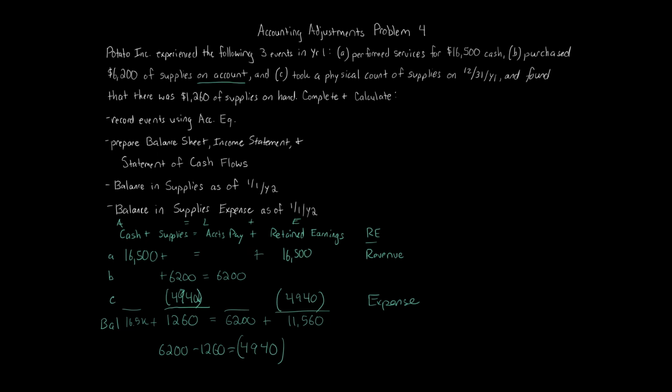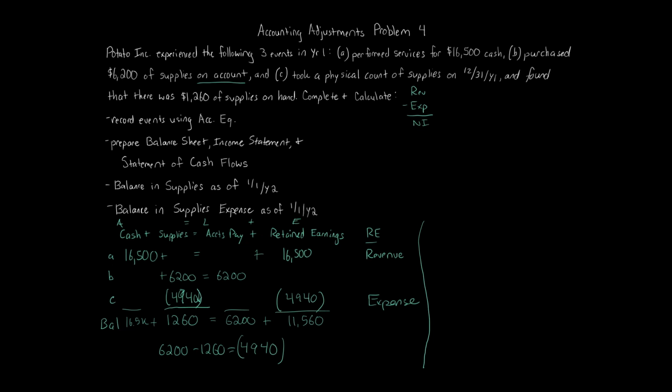Now, since we have our accounting equation, we can calculate and display these different items. We've recorded the events using the accounting equation. Now we need to prepare a balance sheet, income statement, statement of cash flows. Let's start with the easiest of those, and of course the one you should do before the others. We have the income statement. Income statement is just revenue minus expenses. That's all we're going to do there. Revenue minus expenses gives us net income, and if it's negative, net loss.